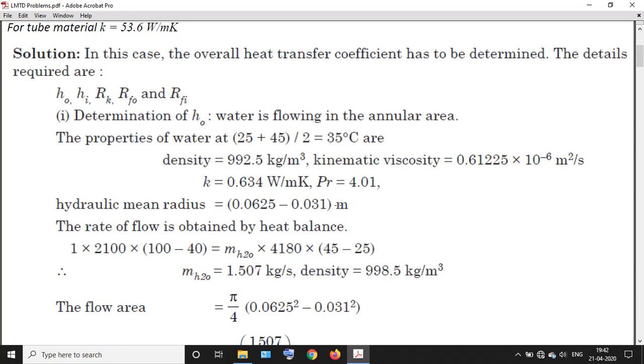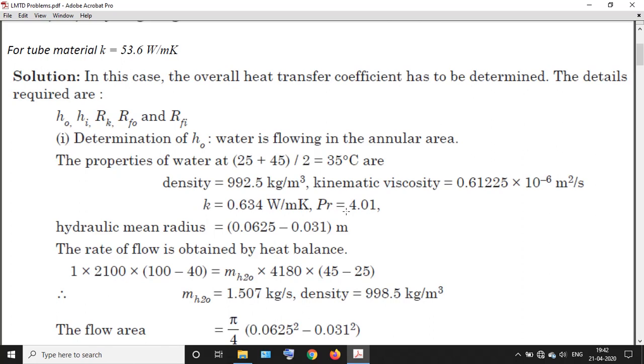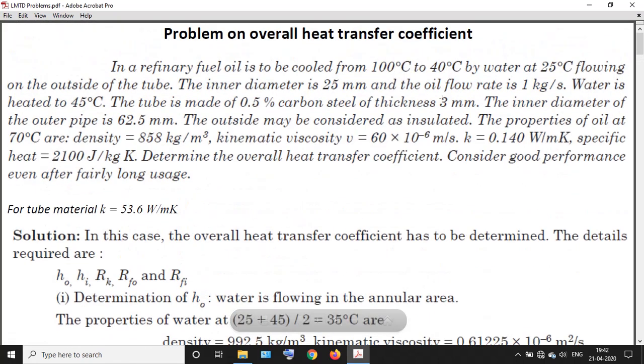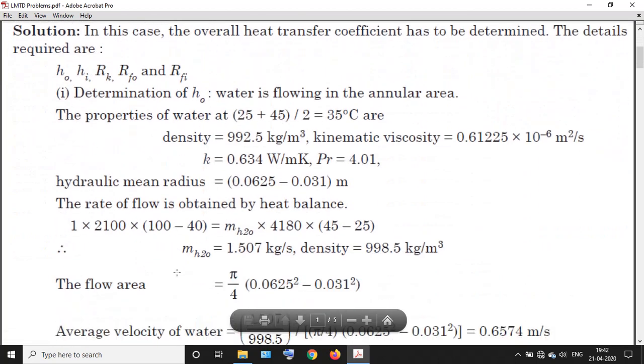So once we get this hydraulic mean diameter, now we want to find the mass flow rates. Okay, right. So hot oil is flowing at a rate of 1 kilogram per second. So mass flow rate of hot oil is given. The specific heat of oil is also given, right? The temperature of the oil is given. The temperature of the water is given. So by energy analysis, if we equate, we can find out what is the mass flow rate of water.